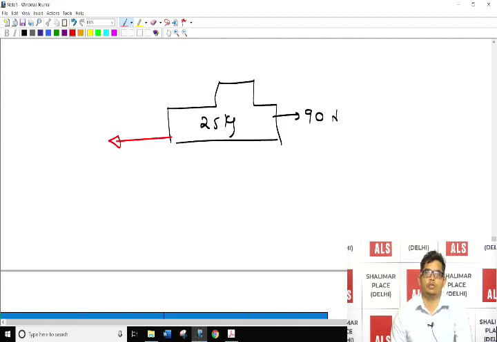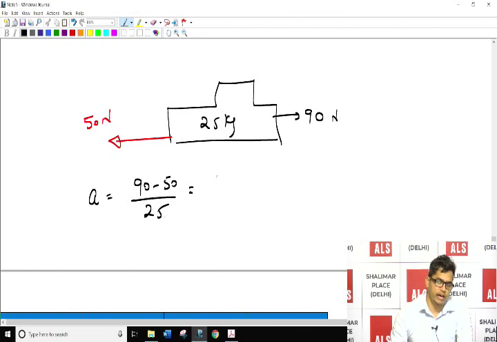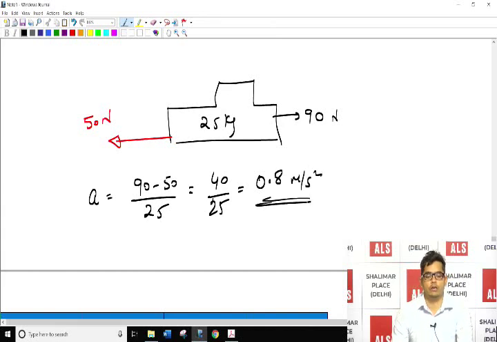You might have forgotten that in this case the friction will be there, and the friction will be at its maximum value, which is 50. So find the acceleration. Acceleration is 90 minus 50 by 25, which is 40 by 25, which is 8 by 5, 0.8 meter per second square. Make sense?